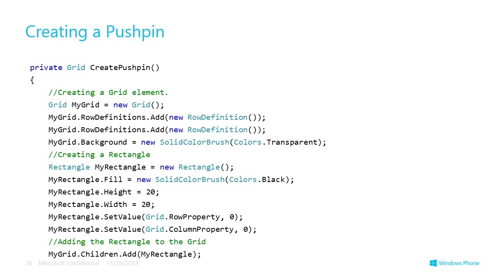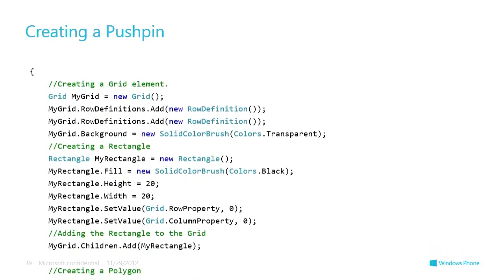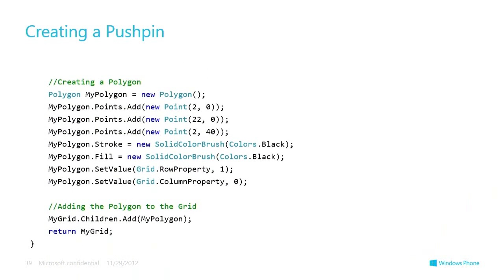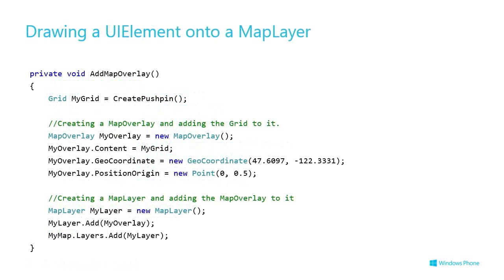Create a pushpin. This is doing it in code, but you could actually create a user control and do it that way. But here we're creating a grid, and then we're putting a rectangle into the grid and we're coloring it black. So that's the bottom of our pushpin. And then we're adding that to our grid, and then we're creating a polygon as well, putting the points on it, and we're painting that black. So that's creating our composite object, which is our pushpin's shape.